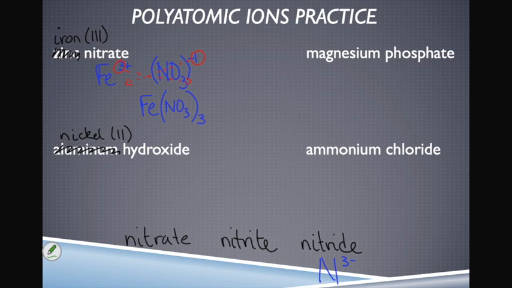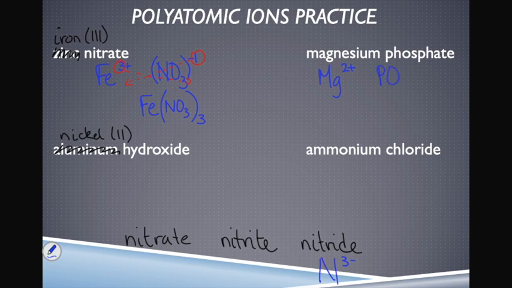Let's do magnesium phosphate next. Magnesium 2+, phosphate. So again, just to keep you on your toes, there's a phosphate, there's a phosphite, there's a phosphide. Make sure you're using the right one. If it ends in "ide", more often than not, I can only think of a couple of exceptions, it's an ion from the periodic table. So anything that ends in "ide" is a monoatomic ion, off the periodic table.